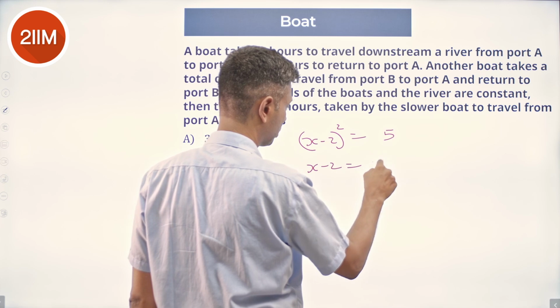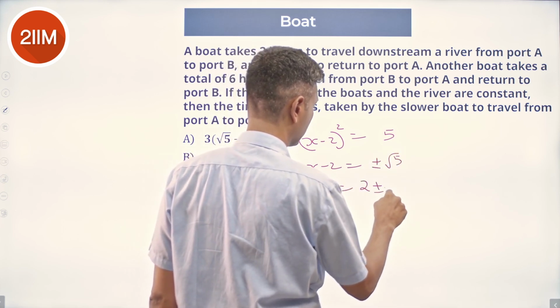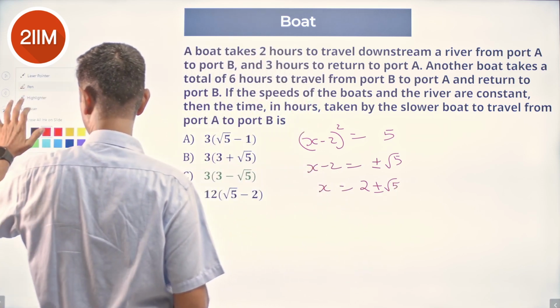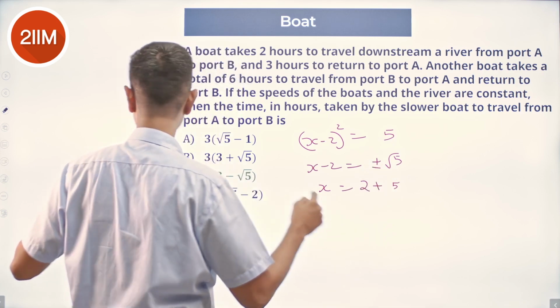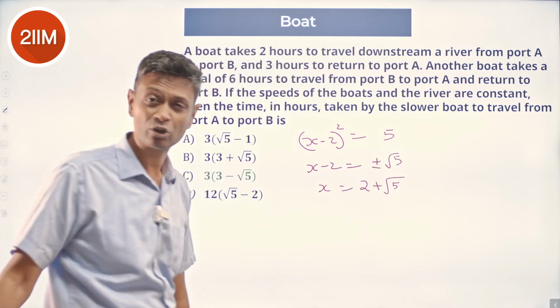x minus 2 is plus or minus root 5. x is 2 plus or minus root 5. It cannot be 2 minus root 5. It will become negative. We're talking about a nice ratio. It will be 2 plus root 5. Oops, I erased that. x is 2 plus root 5.